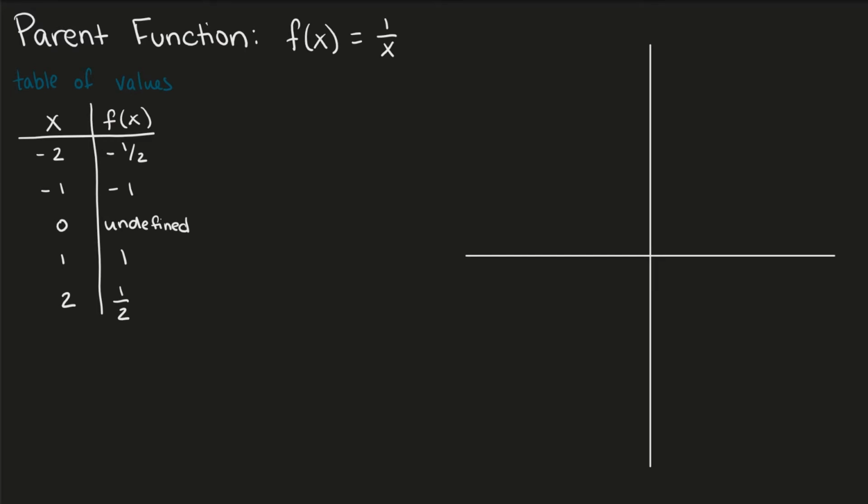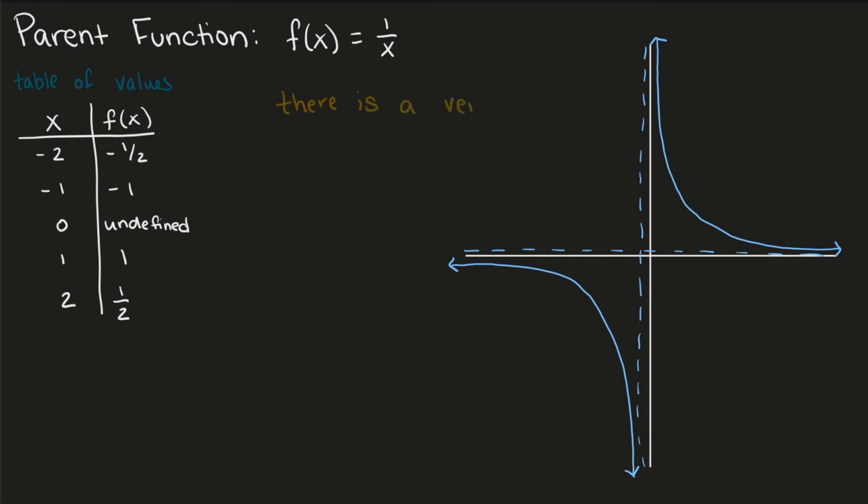So what does that graph look like? If we were to continue plugging in points on our table of values, we would find that our graph looks something like this, and that we have asymptotes at the line y equals 0 and at the line x equals 0. An asymptote is just a place where the value of the graph is undefined.